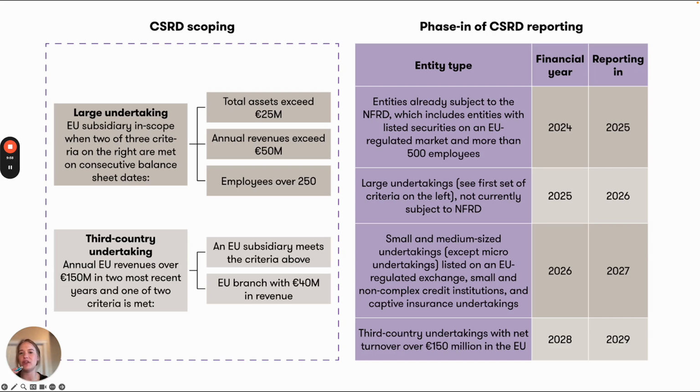So keep that in mind, and then you'll see on the right-hand side that the phasing in of required CSRD reporting depends on how big the company is and whether the company is really large in the EU or an EU company. So, the entities that have already been subject to the NFRD will report in 2025 on the financial year of 2024. So we're in it right now. Those large undertakings will be the year after. They'll report in 2026. And then so on and so forth to small and medium-sized companies, and then those third country undertakings.